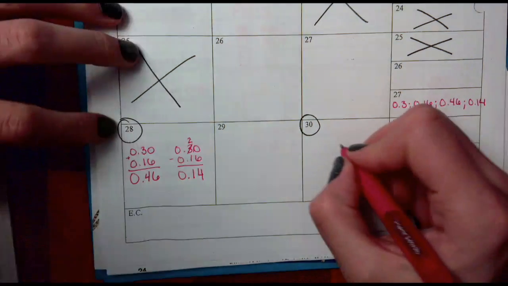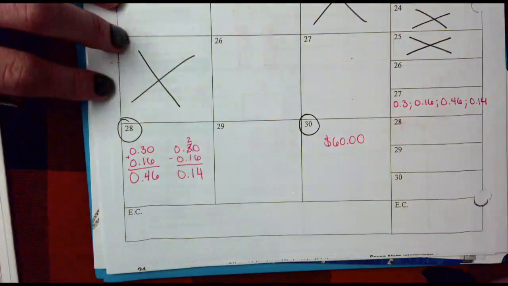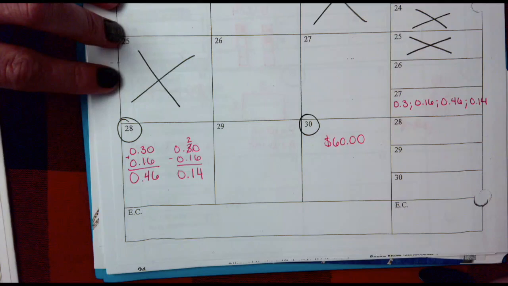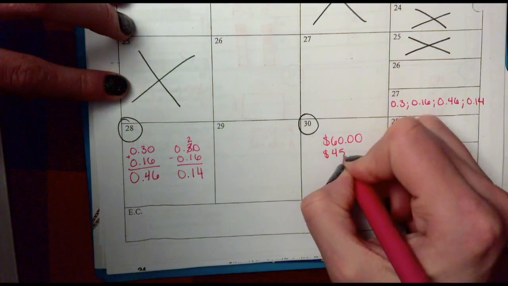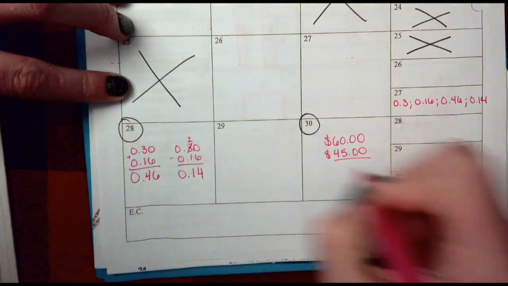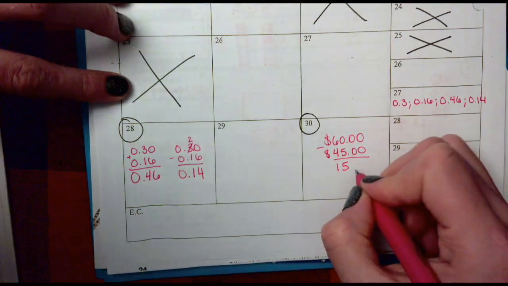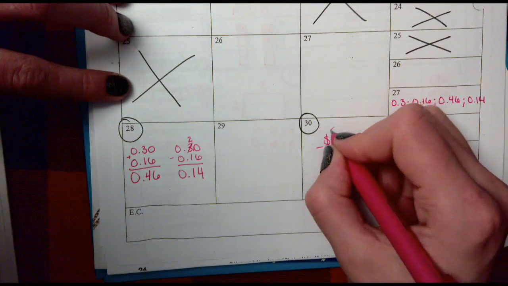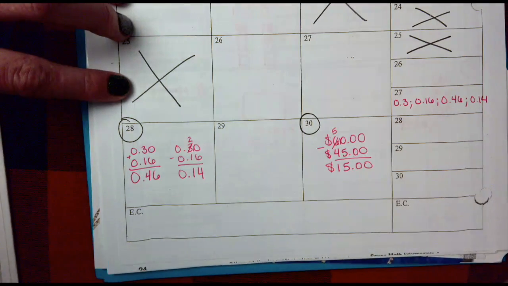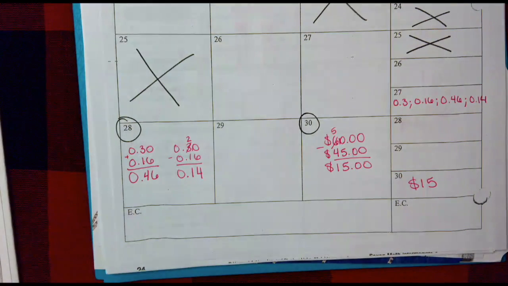$59.95, I can estimate that to $60. And then $44.50, I can estimate that up to $45. Difference, 60 minus 45, is going to give me $15, because 0 minus 5, can't do that. Cross out the 6, make it a 5, changes into 10. So you get $15.